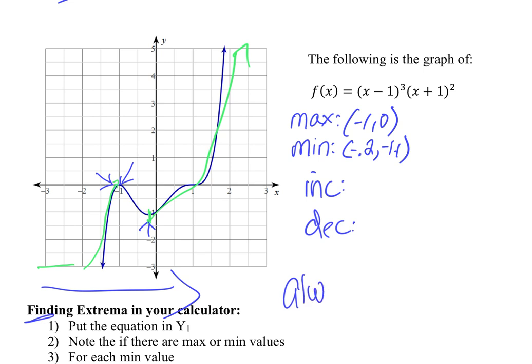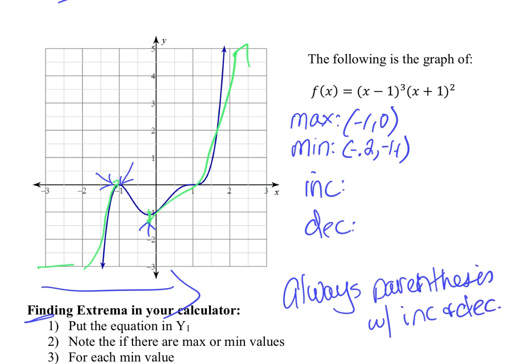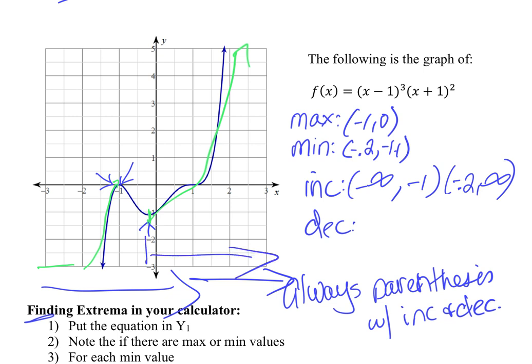So always parentheses with increasing and decreasing. Okay, so it's a rule. So increasing is the green, so it goes from negative infinity to the maximum, which was negative 1. And it also goes from the minimum, which was negative 0.2, to positive infinity. It's going this way. It starts here to there is positive infinity. And then starting there to here is your negative infinity.